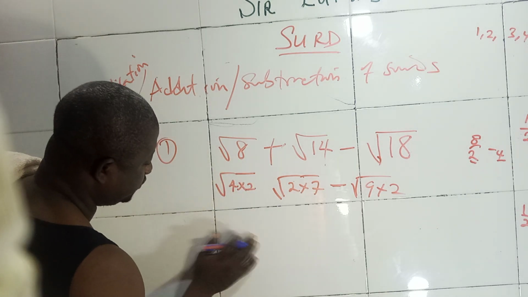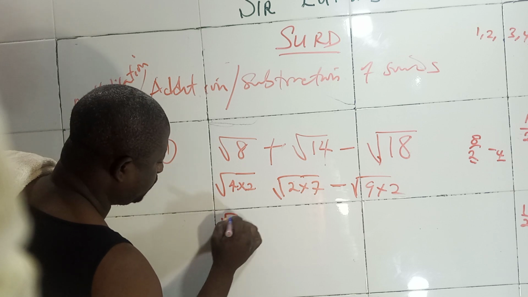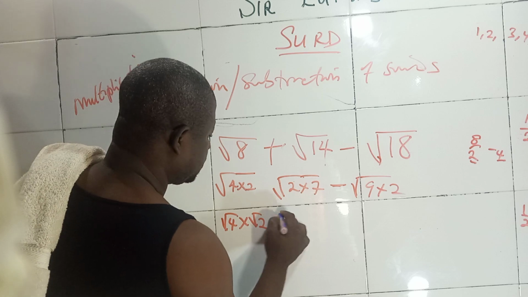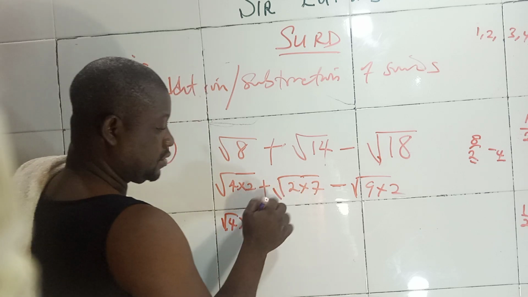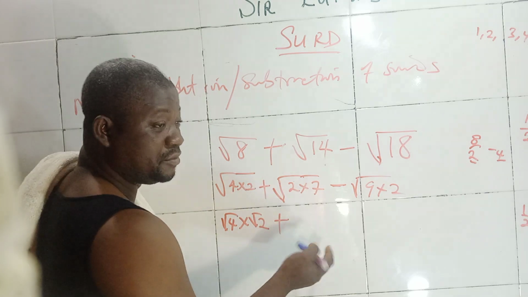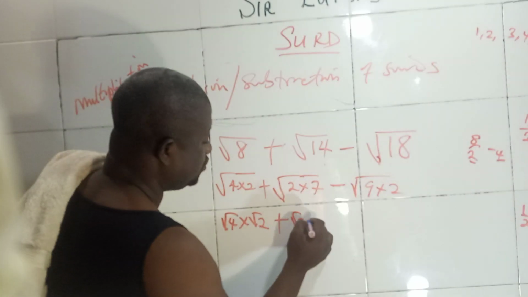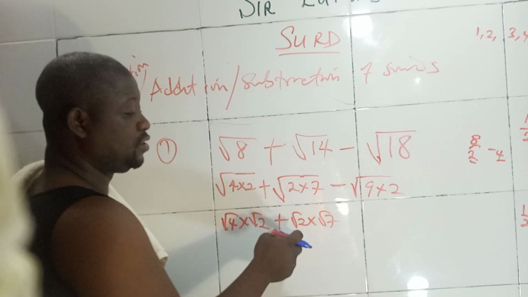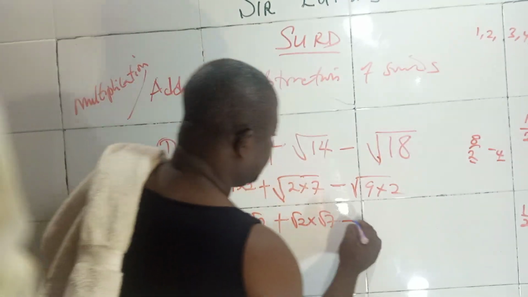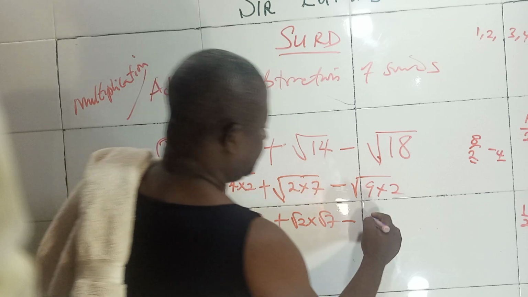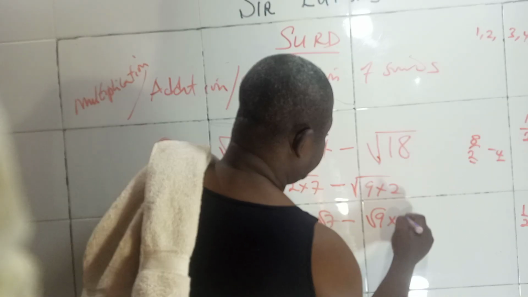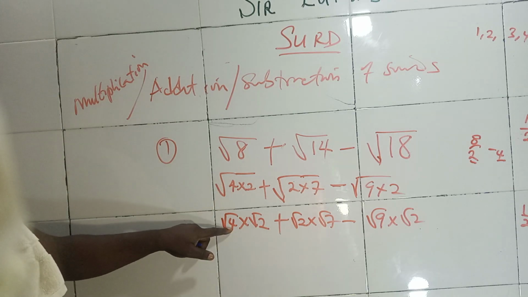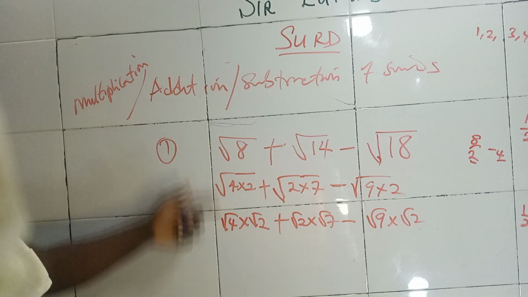Let me simplify it further. This is root 4 times root 2 plus, look at this. Can you find the square root of 2? No. It's still root 2 times root 7. I should have left it as root 14, but I wanted to prove it to you that it's not possible. Minus, okay, let's break it down, root 9 times root 2. This and this, they are the same. And these 3, they are all the same thing.